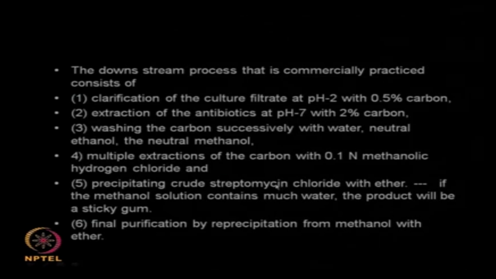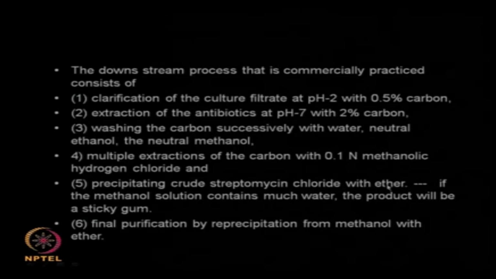Once you do that, you are precipitating the crude streptomycin chloride with ether. If it contains water, it is going to be a sticky gum. So, you need to remove as much water as possible using ether, and finally you are purifying the streptomycin with ether. Okay. So, these are the various downstream steps. First you are clarifying, which means removing the floating solids, then extracting, and then washing the carbon several times with water, ethanol, methanol, and then you are adding hydrogen chloride, and then precipitating it out, and then finally you are purifying using ether from the methanol. So, this leads to a pure product of streptomycin.